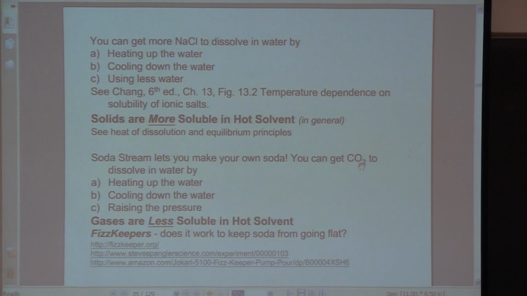Okay. Actually, that should be figure 13.3. Yeah, figure 13.3. Okay, so in general, solids are more soluble in hot solvent than in cold solvent. And then later on in the semester, when we look at equilibrium principles, we'll learn the reason why most solids are more soluble in hot water than in cold water. Let's go on to the next part.